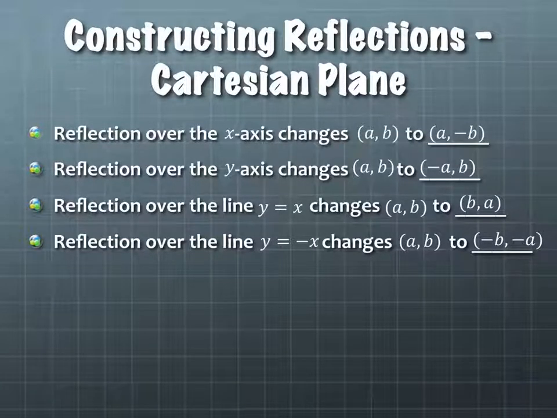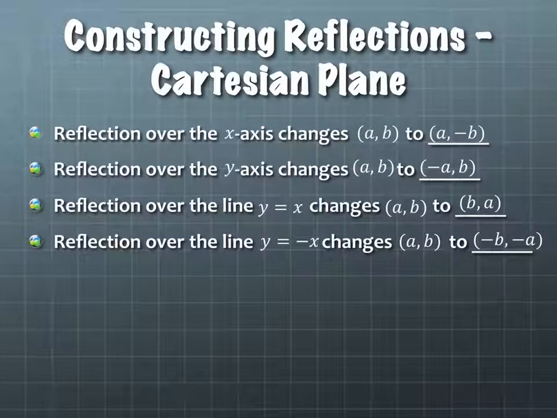So the first one is a reflection over the x-axis. When you reflect things over the x-axis, what it does is it actually changes the y value to be the same one but negative. X values stay the same, y value switches. When you reflect over the y-axis, the y values stay the same and the x values switch signs.